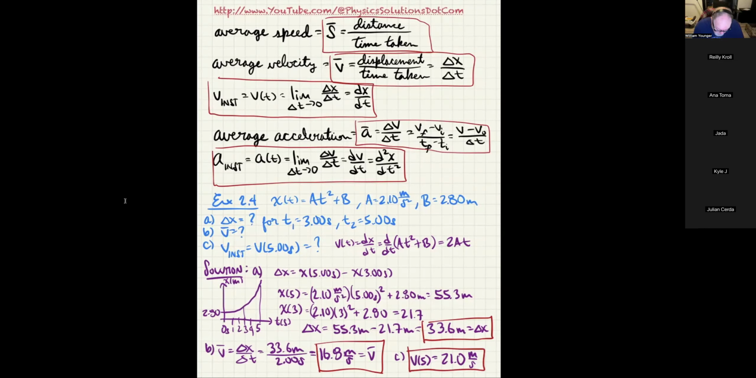Notice the instantaneous velocity does actually still change. It's still a function of time. So at t equals zero, it actually has a velocity of zero, whereas at t equals one, it's a little bigger. At t equals two, it's a little bigger, and so on and so forth. Anybody have any questions on that?